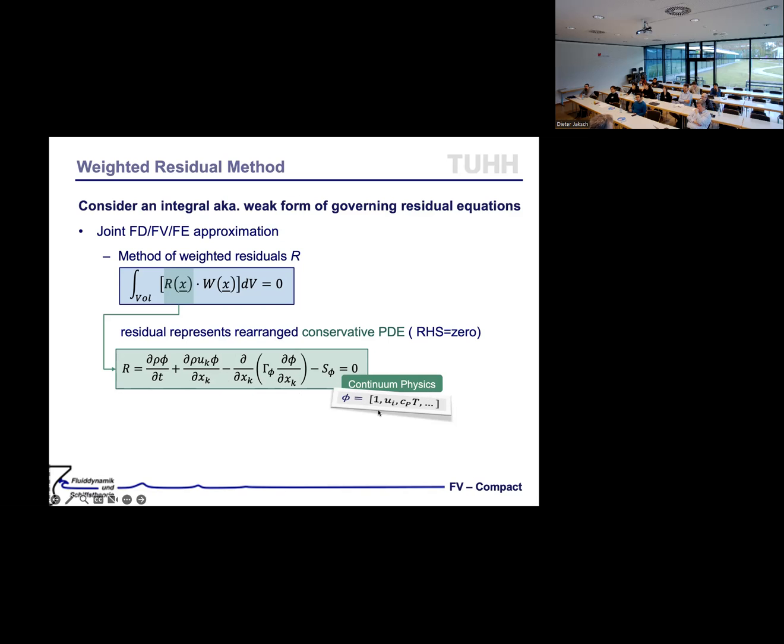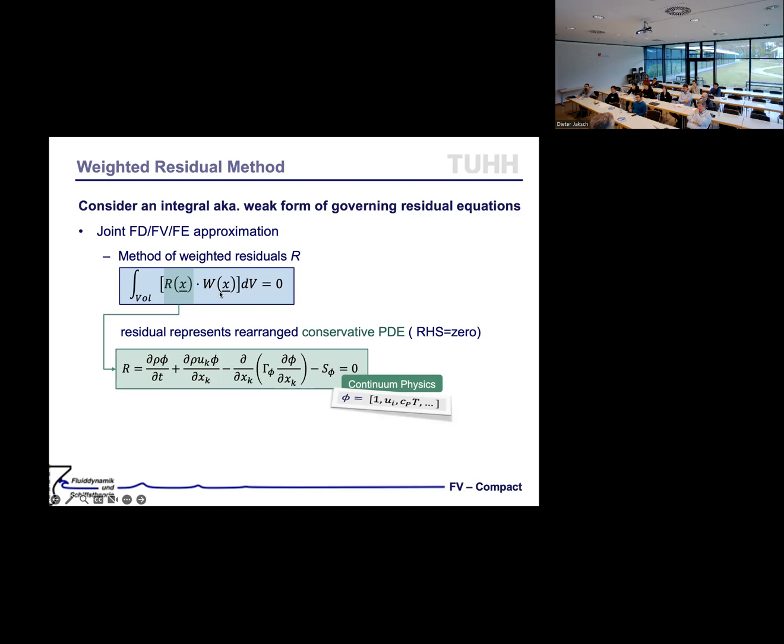And in continuum physics, you just gather all these equations for the various phis. Phi equal 1 is the mass equation, phi equal the velocity vector is momentum according to Newton's translational momentum. Angular momentum is irrelevant, so to say, for fluid mechanics if you have the proper material law for the shear stresses, heat capacity times temperature is some sort of internal energy as we look at it.